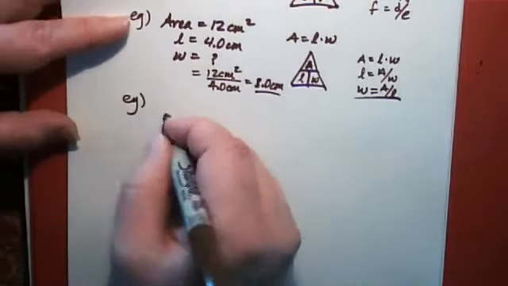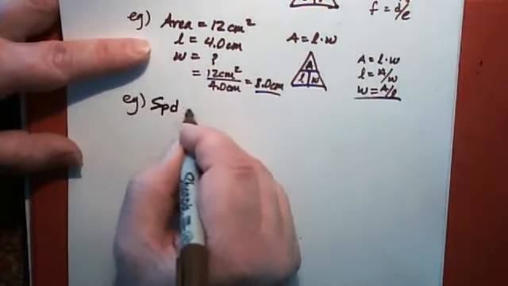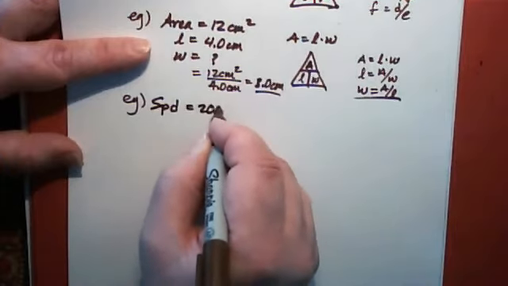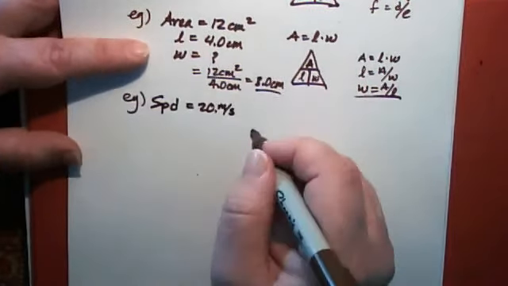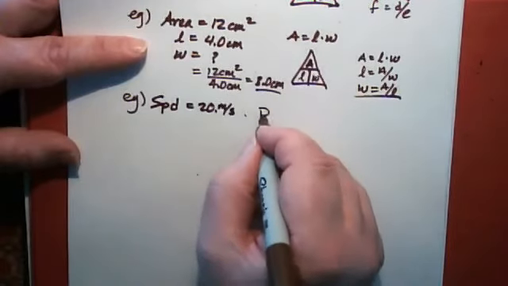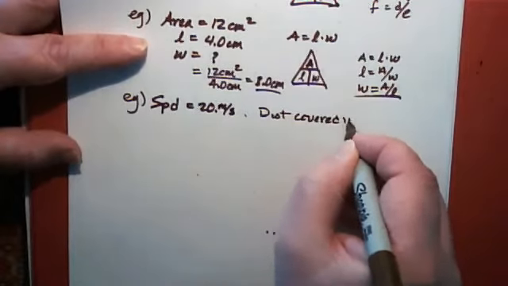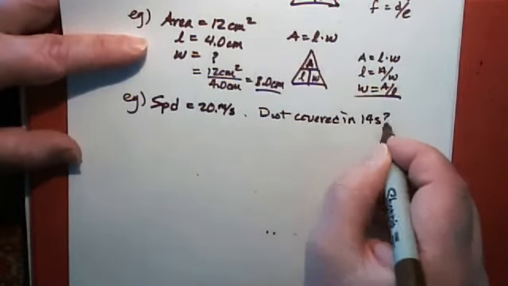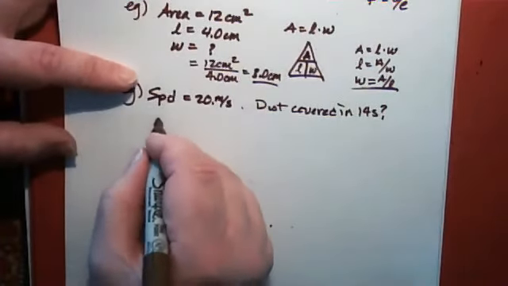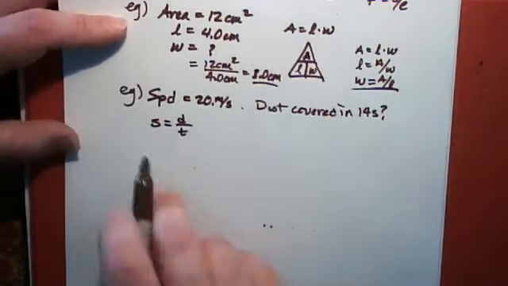Another example could be the speed of a moving object is 20 meters per second. How much distance can one object cover in 14 seconds? All right, so we can look into that. We have speed is equal to distance divided by time.